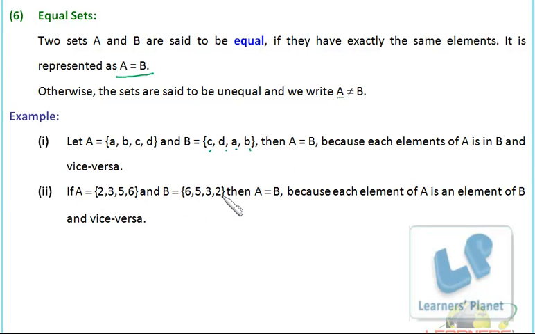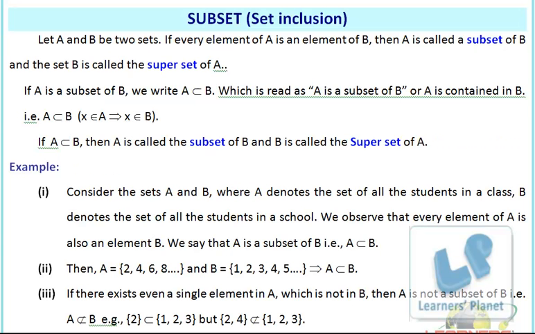Similarly over here 2, 3, 5, 6 and 2, 3, 5, 6. So A = B because each element of A is there in the set B and each element of set B is there in set A. Right? So equal sets and equivalent sets. Equivalent sets when the cardinal number is equal and equal sets when the elements are equal. Okay, be very clear about it.